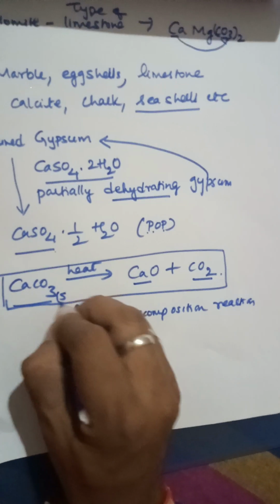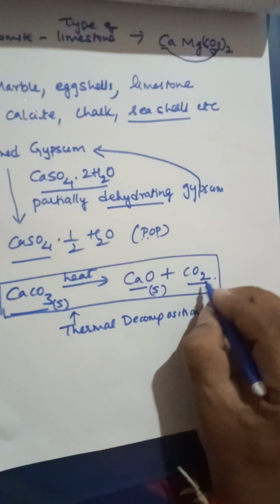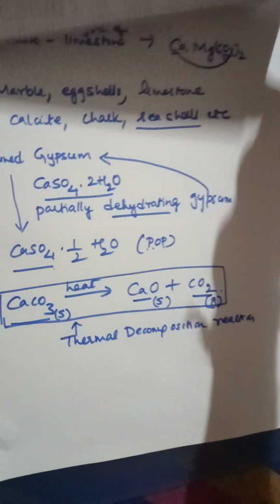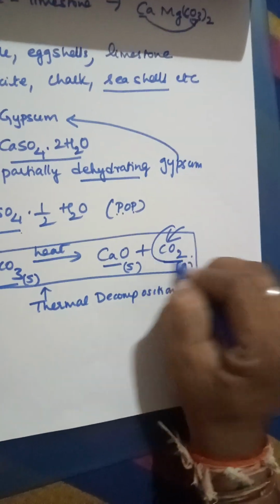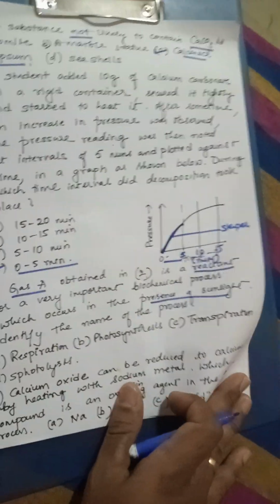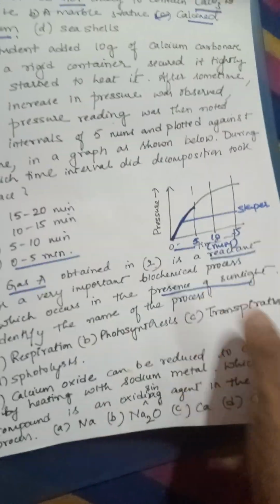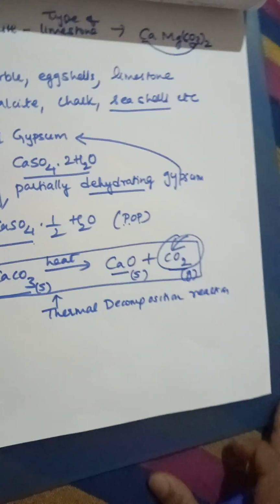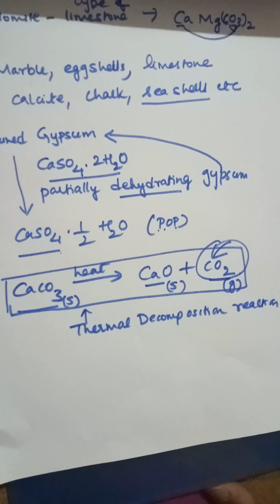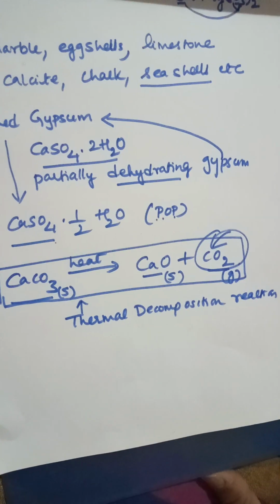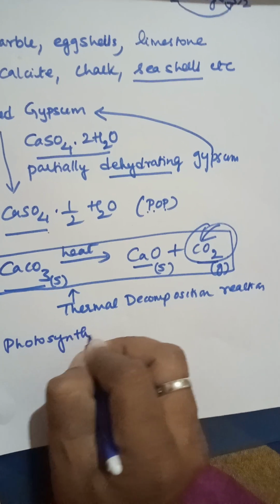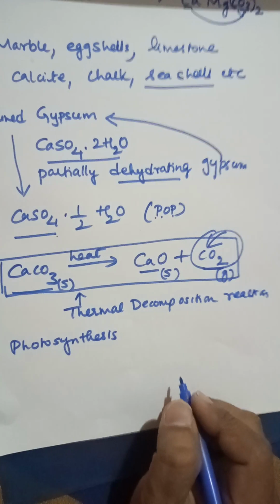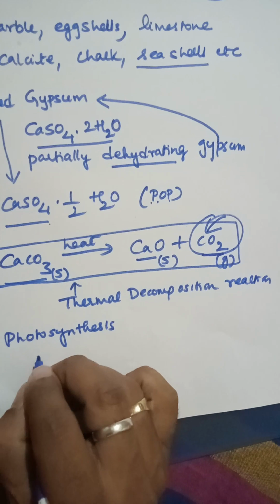Now, calcium carbonate is a solid, calcium oxide is a solid, whereas carbon dioxide is a gas. So the gas obtained is carbon dioxide. This gas is a reactant in a very important biochemical process. We already have the hint that this reaction takes place in the presence of sunlight, and we know that photosynthesis is the process.